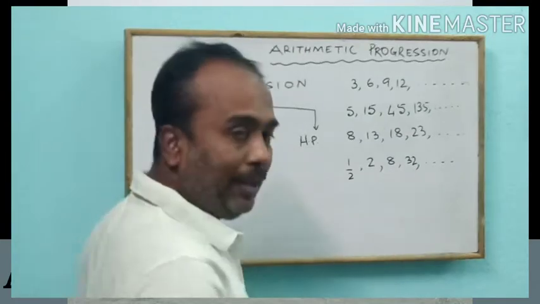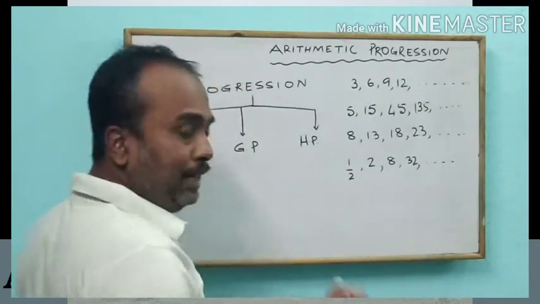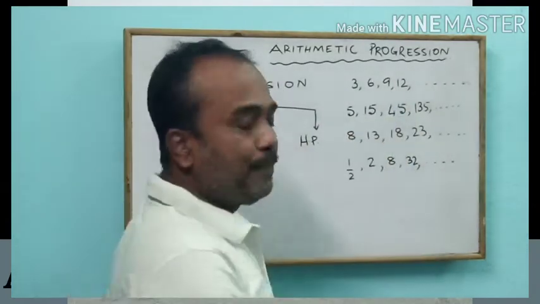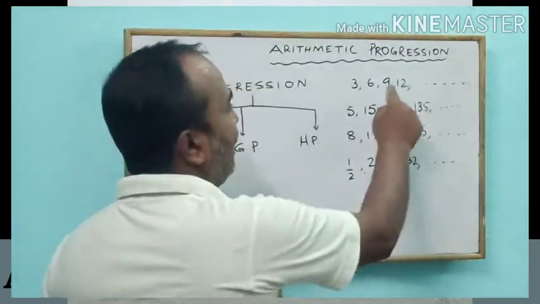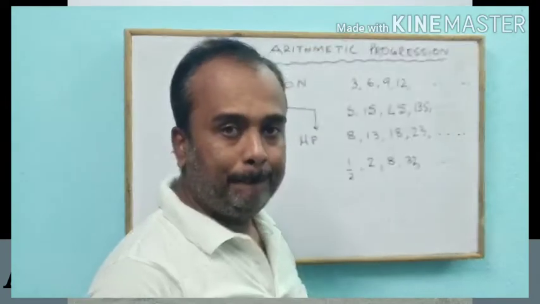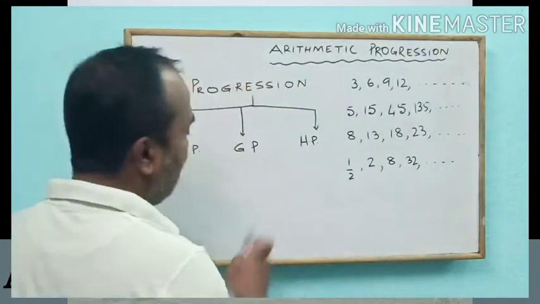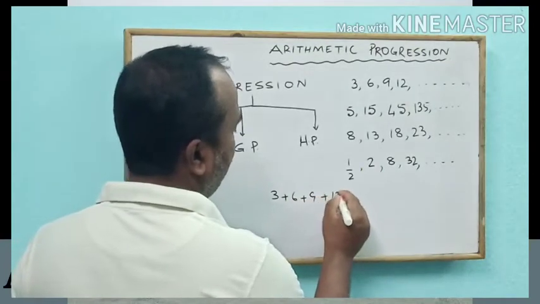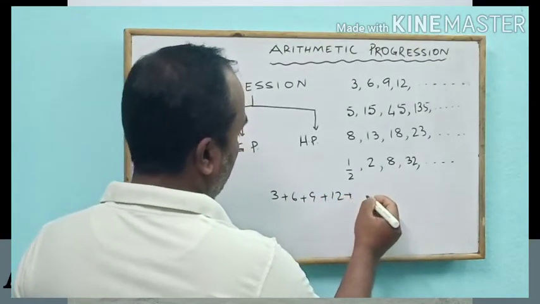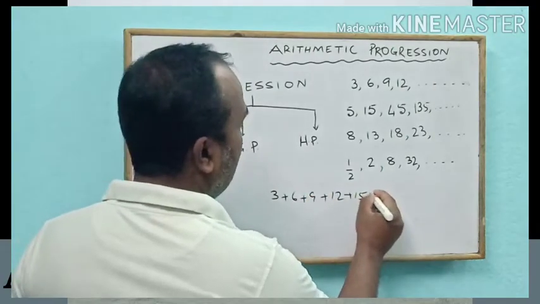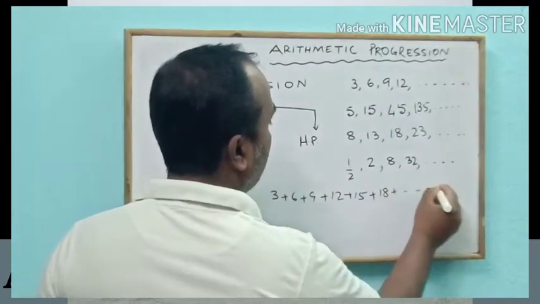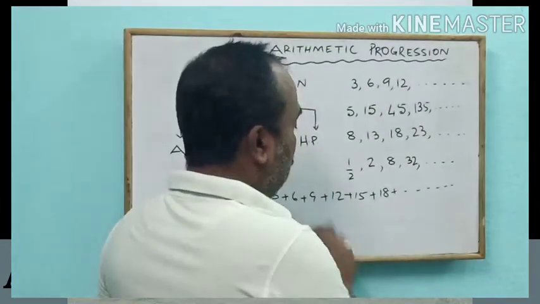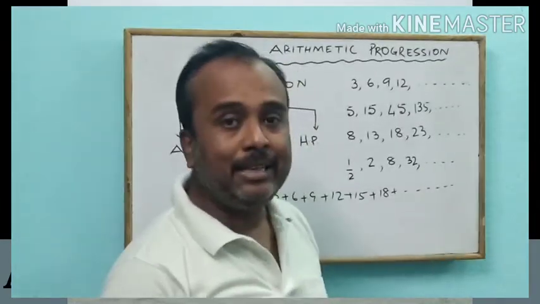Before we move on to arithmetic progression, I would say a little bit about series also. When these numbers 3, 6, 9, 12 are added up, it forms a series. That means 3 plus 6 plus 9 plus 12 plus 15 plus 18 plus whatever terms we want. So this forms a series.